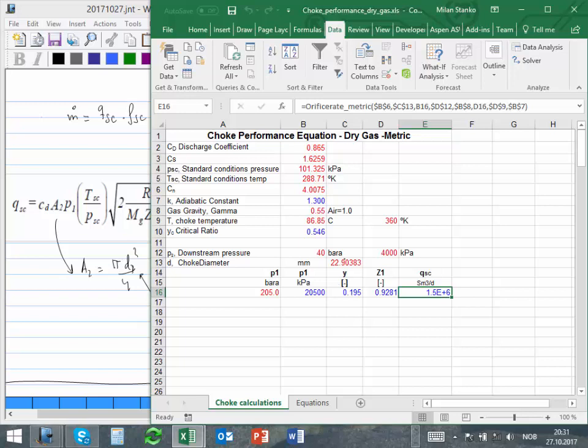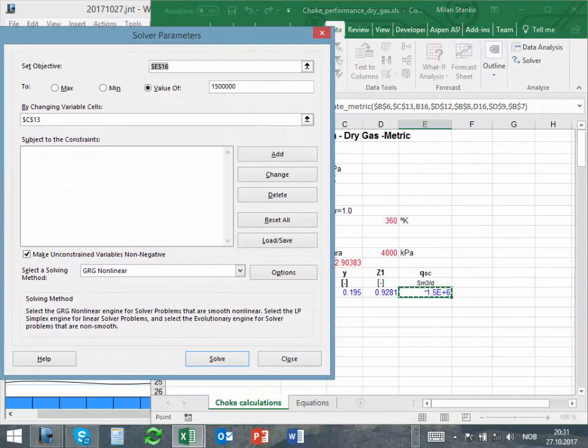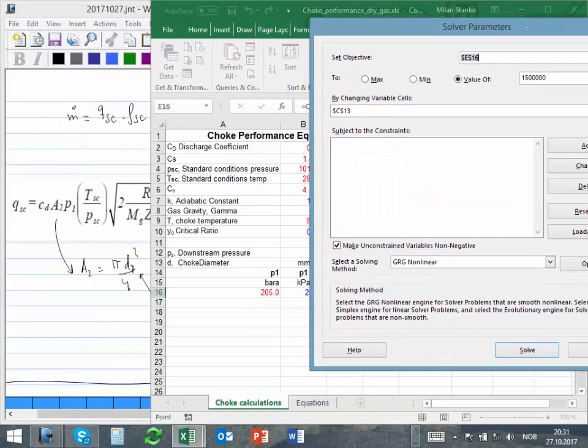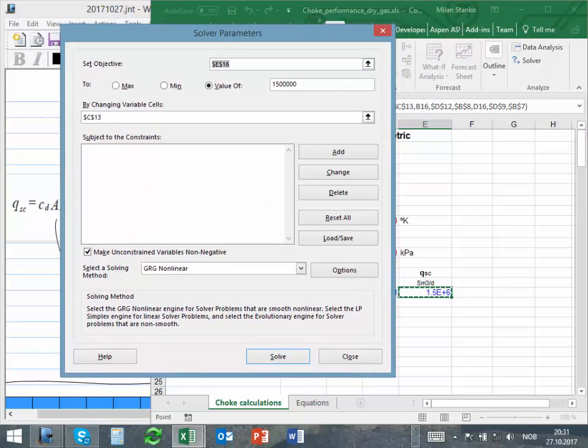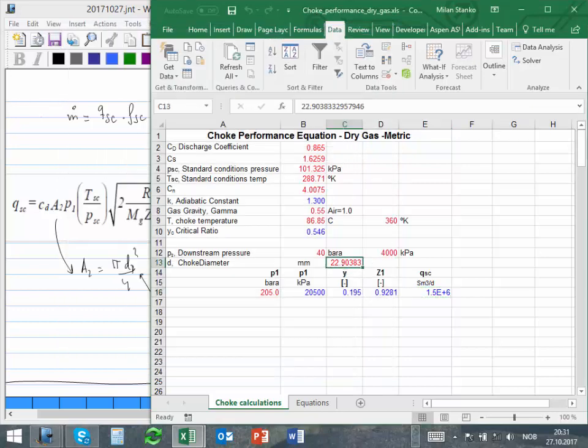You go to data, you go to solver, and then you say, I want to change this rate to be equal to 1.5, by changing the orifice size. And you see, instead of half an inch, we had to go for an inch choke to get exactly that rate. And you see the ratio is 0.2, going from 205 to 40. That means I'm below 0.5, which means I have critical flow in this choke.